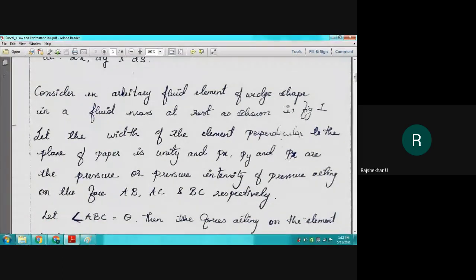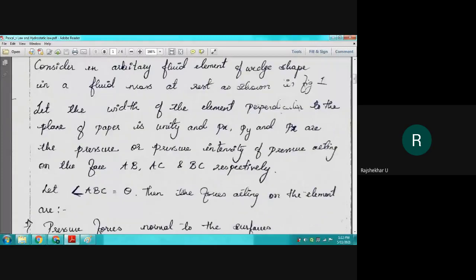And px, py, pz are the pressure intensities acting on the faces AB, AC, and BC respectively. So here this is AB, and this is face BC and AC. That is why it is written like this: AB, AC, and BC. Let angle ABC be theta. So here this angle is theta. You can take the other angle as theta also, but then the derivation will change. Now we have taken this angle as theta.